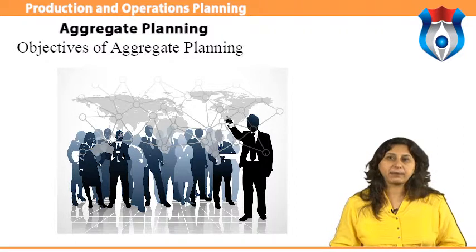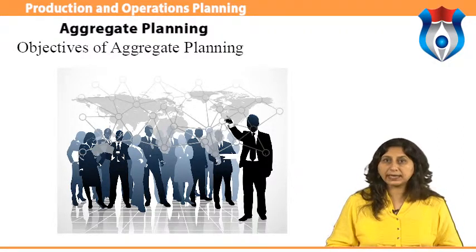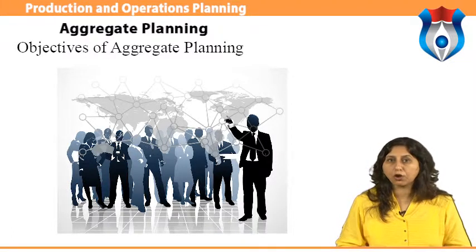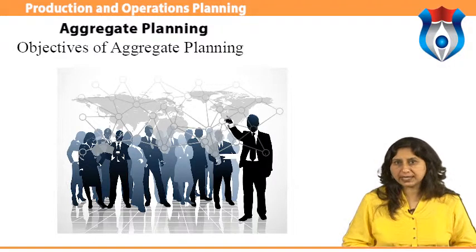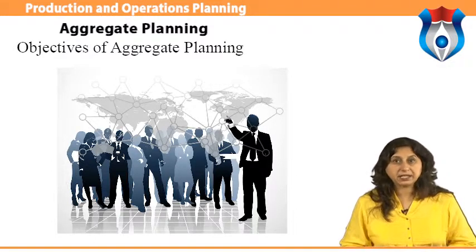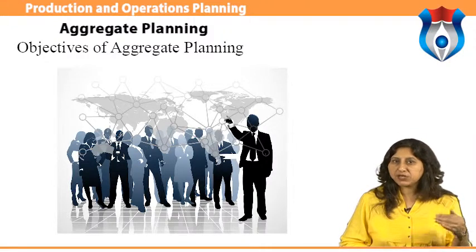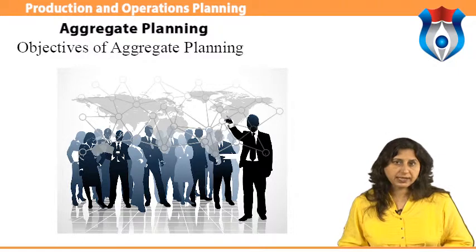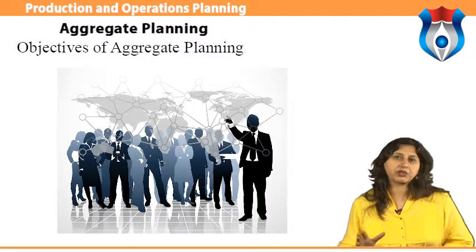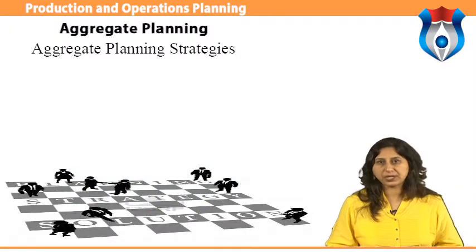Objectives of aggregate planning. The objective of aggregate planning frequently is to minimize total cost over the planning horizon. Other objectives should be considered: maximize customer service, minimize inventory investment, minimize changes in workforce levels, minimize changes in production rates, maximize utilization of plant and equipment. Aggregate planning strategies.